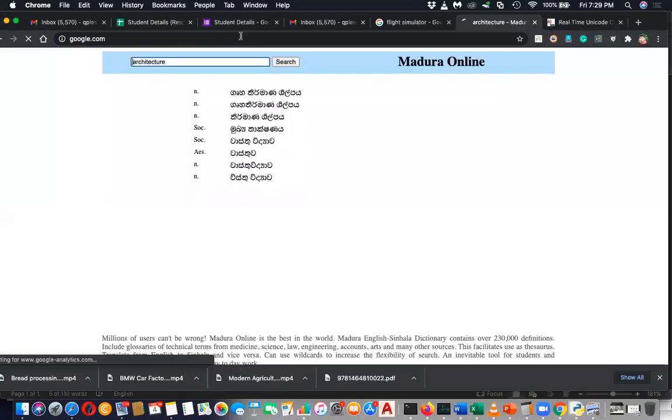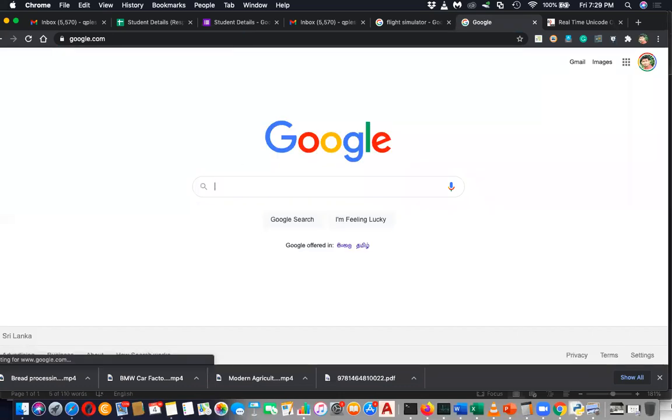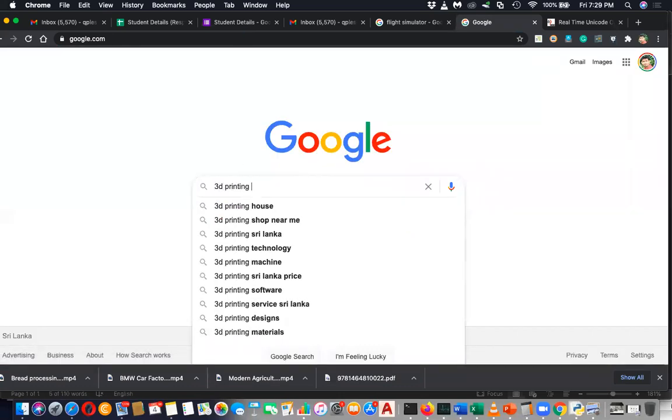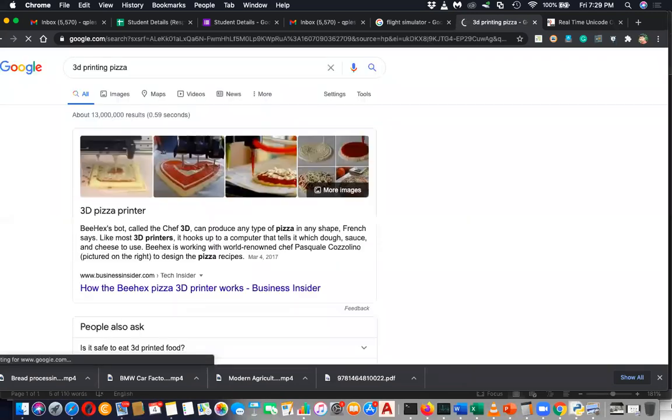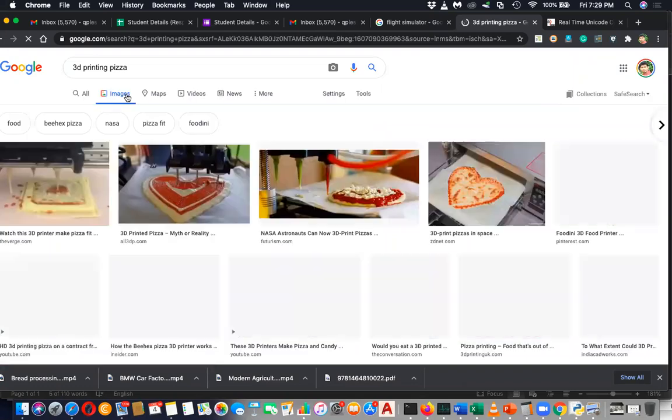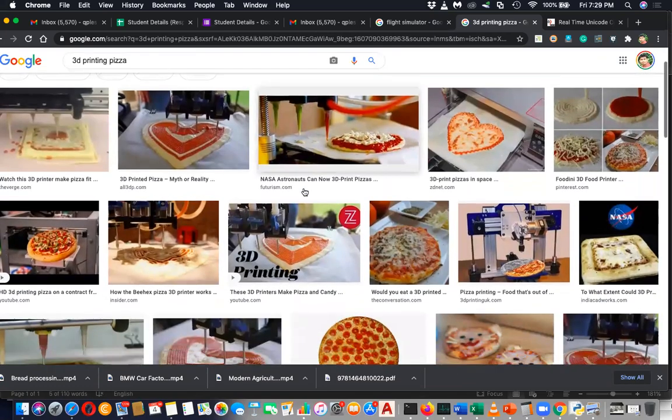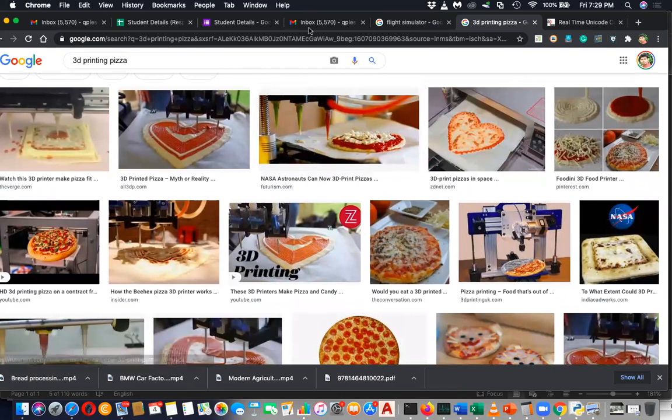Okay, let's Google 3D printing pizza. So you can see 3D pizza printers. You can put the ingredients into the pizza machine, but not ink, right? You put the ingredients in and that machine will print the pizza. And you can see the images. Now you will feel more hungry again. Right, okay, likewise, technology can be used in such places.